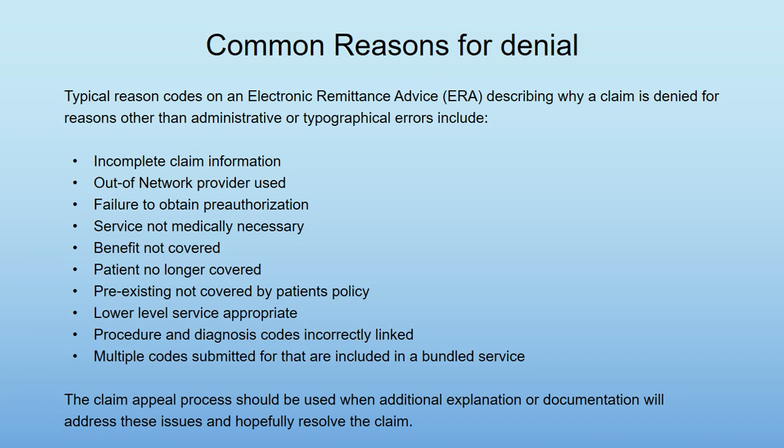So these are many of the typical denial reasons that we see when claims are denied or adjusted from the insurance payer. Now, if you don't agree with the reasons, you can appeal the claim, and that should be done with additional explanation or additional documentation. We'll talk a little bit more about the appeal process in just a minute.